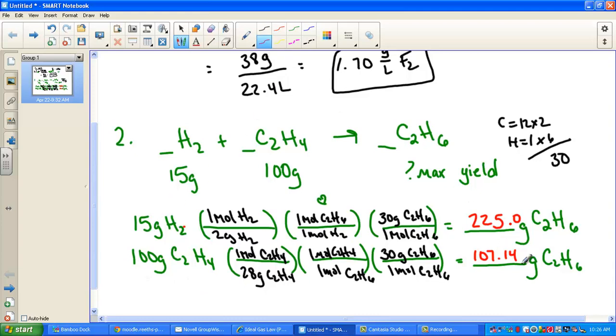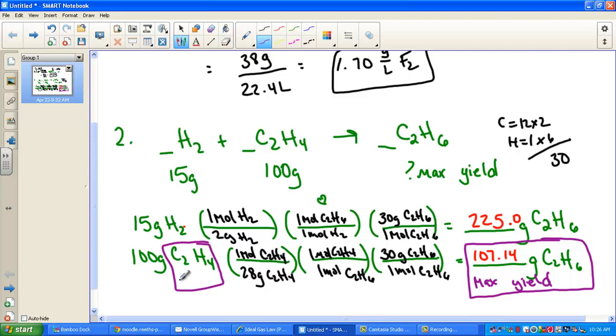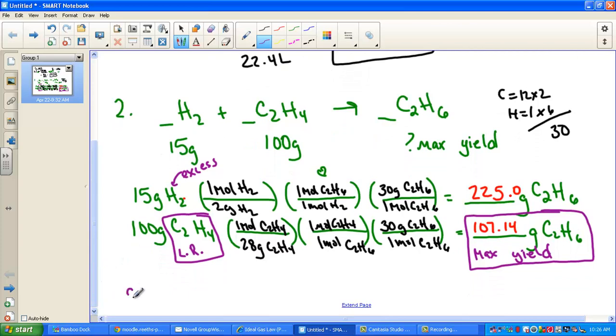Of course, we understand that we can only make as much as our smaller answer, so please be sure you are labeling your maximum yield, max yield, as the smaller of our two answers. We want to identify the reactant that gave us the smaller answer as our limiting reagent, and therefore we know hydrogen must be in excess amounts. Well, how much excess do we have?